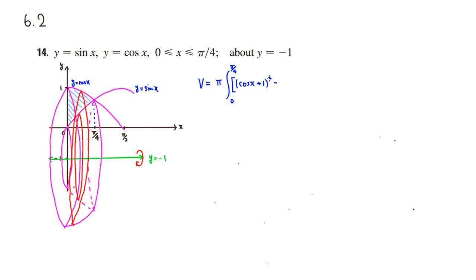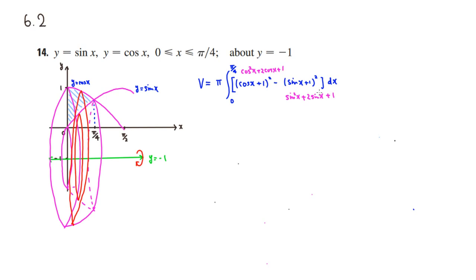minus the inner radius, which is from -1 to the sine curve. So this is going to be sine of x minus -1, so it's going to be sine of x plus 1, squared, dx. So we can just multiply out. This is going to be cosine squared of x plus 2 cosine of x plus 1, and this one is going to be sine squared of x plus 2 sine of x plus 1.